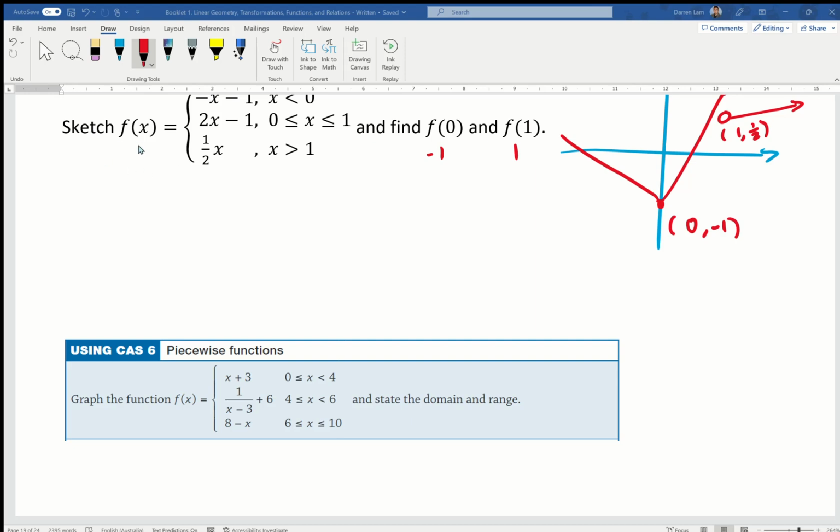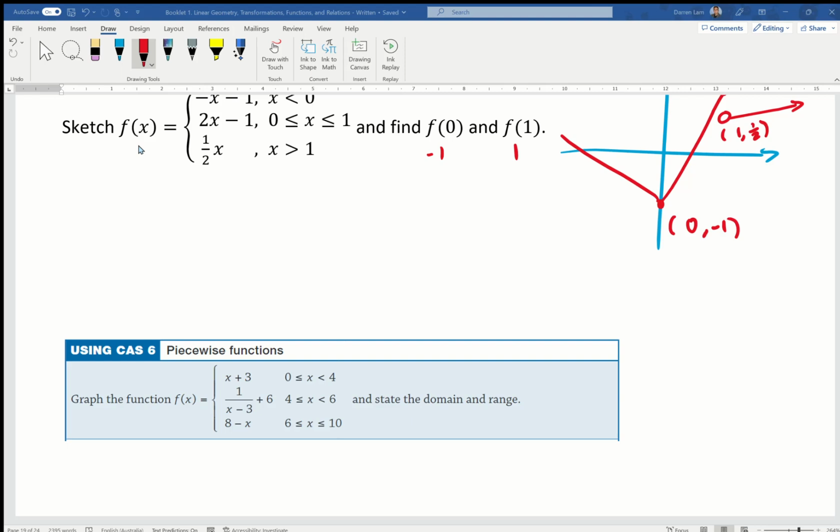8 minus x, yeah. So just to reiterate, it's x plus 3, which goes from 0 to 4, inclusive of 0. 1 over x minus 3, and at the end plus 6, which goes from 4 to 6, inclusive of 4. And then 8 minus x, which goes from 6 to 10.